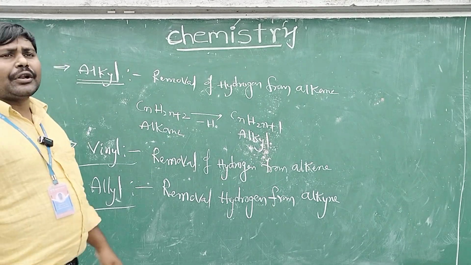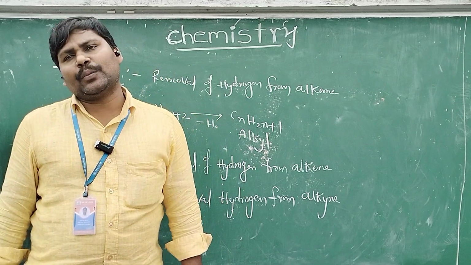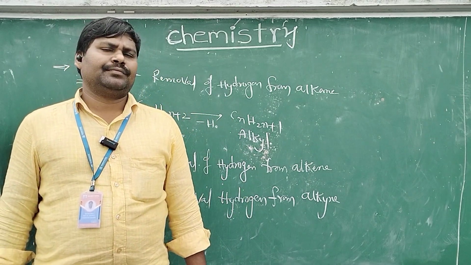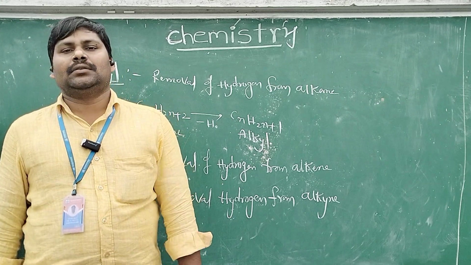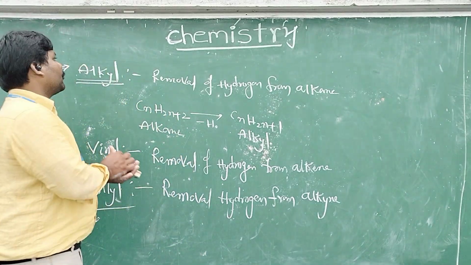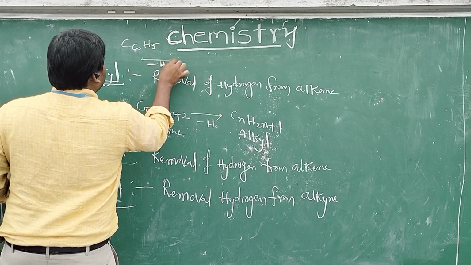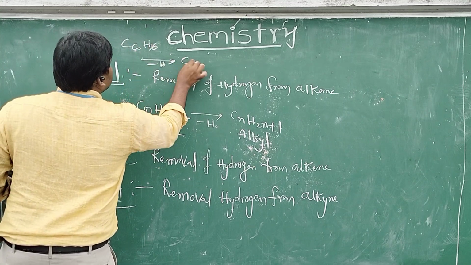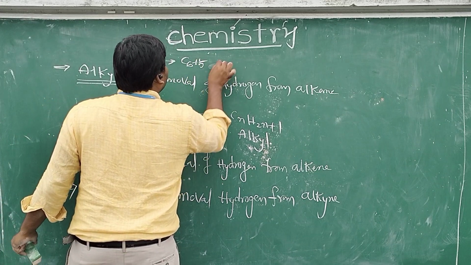If you take a removal of hydrogen from aromatic compounds, that is called phenyl. You take benzene, C6H6, okay, removal of hydrogen from benzene gives C6H5, that is called simply phenyl.